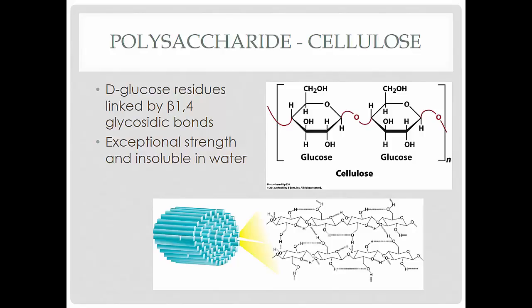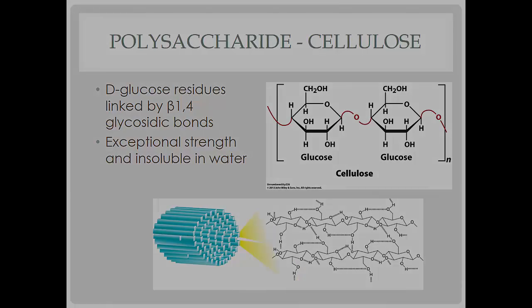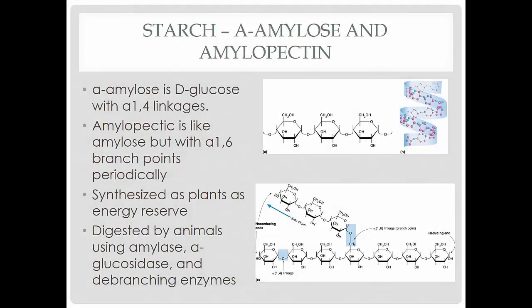An interesting side note, vertebrates themselves do not produce enzymes capable of breaking down these beta 1,4 linkages, and therefore rely on the enzymes from the gut bacteria to digest these polymers. Another polymer of sugar found in plants is starch. Starch for plants is their long-term energy storage of glucose.